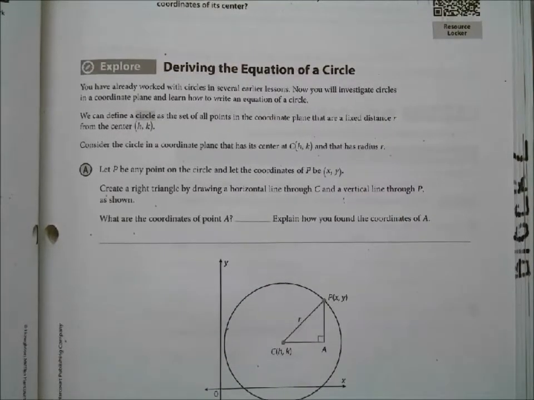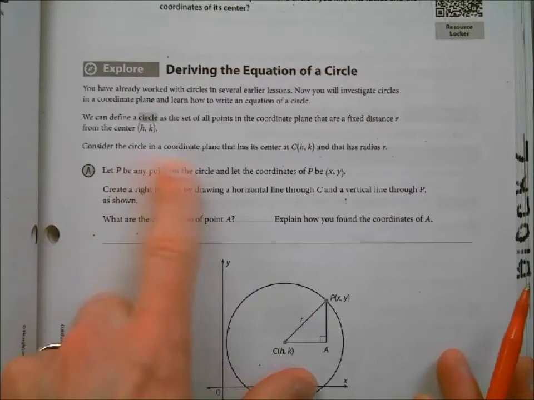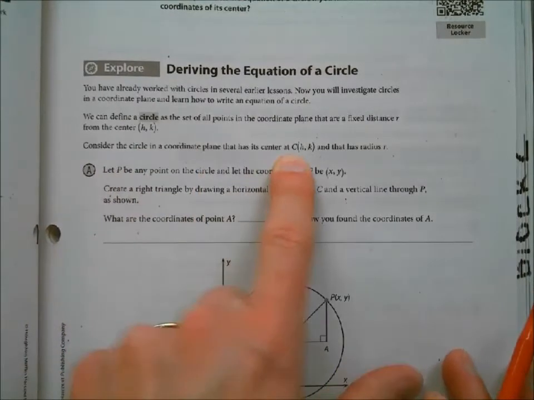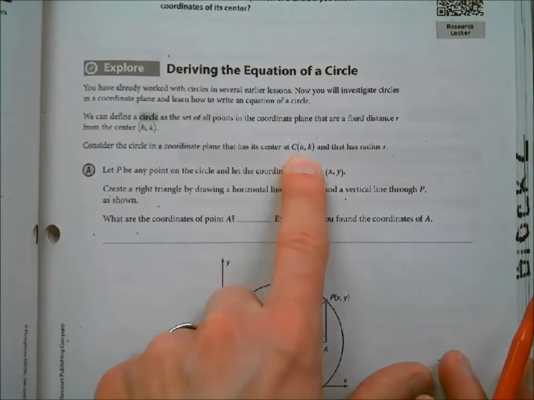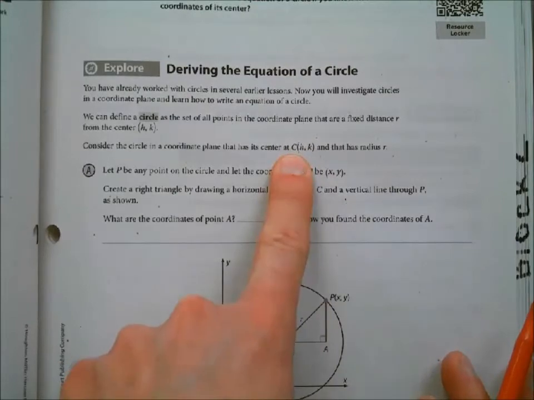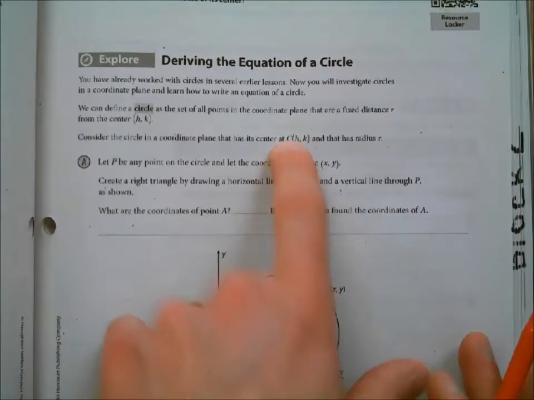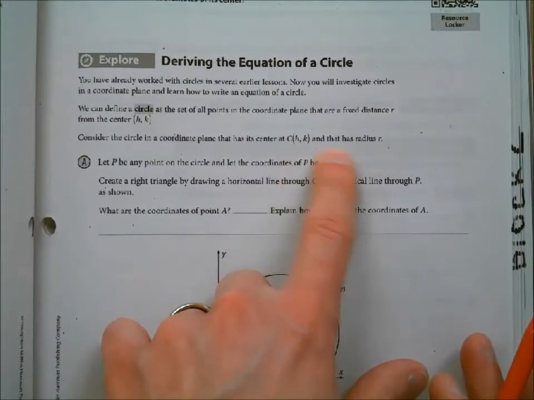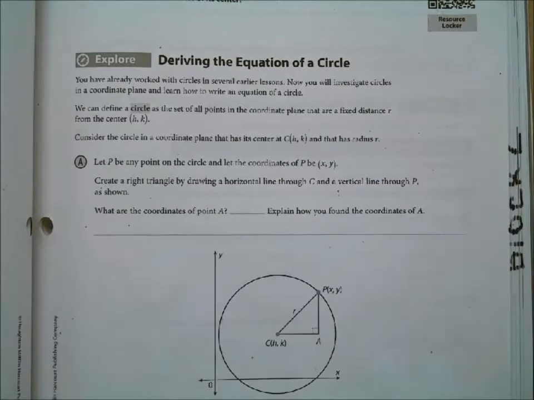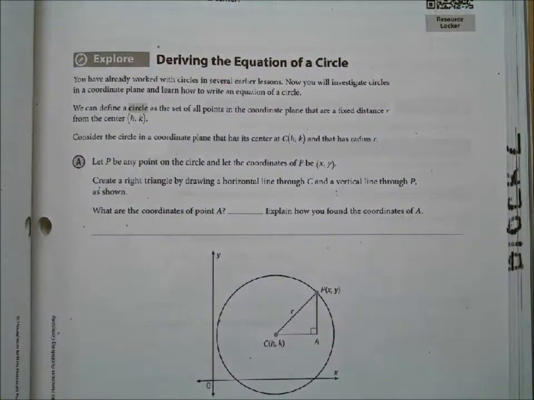Okay, so let's just consider a circle in the coordinate plane that has its center at C, (h, k). So that's how we write the center, sometimes as a capital C for the center there. And its center is at (h, k) and has a radius of r. So we're using a very generic kind of description here.